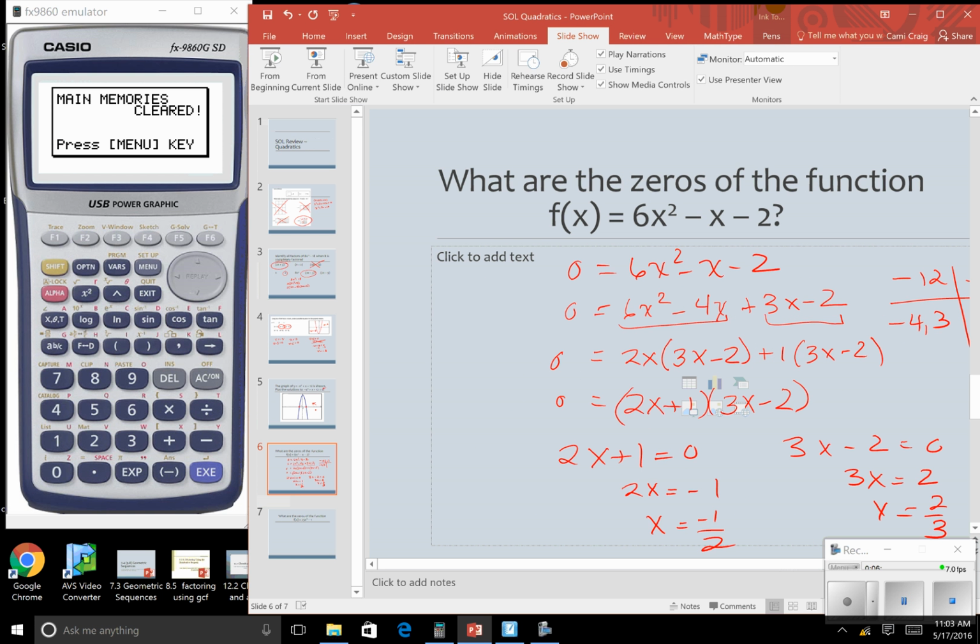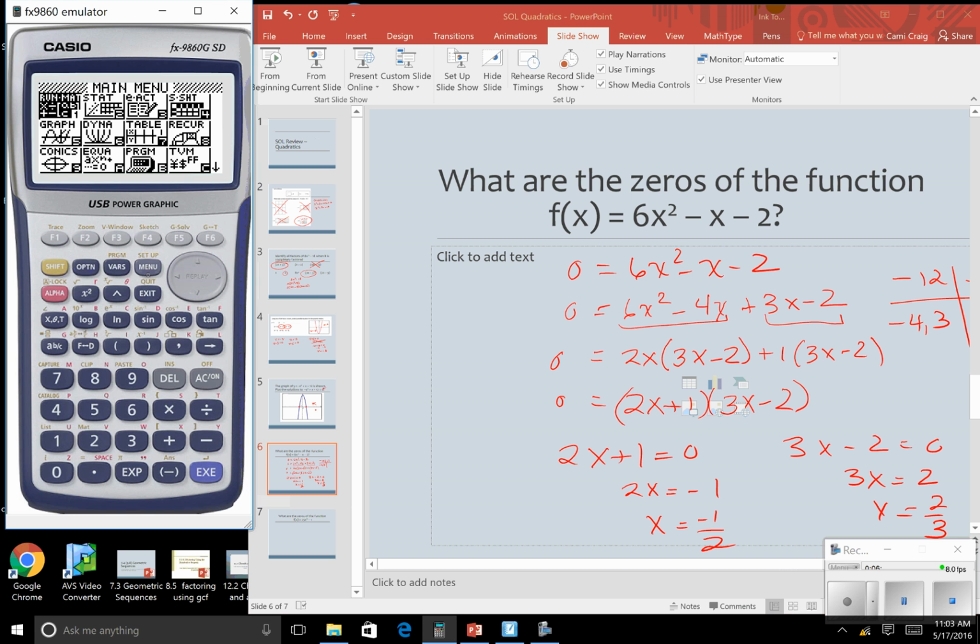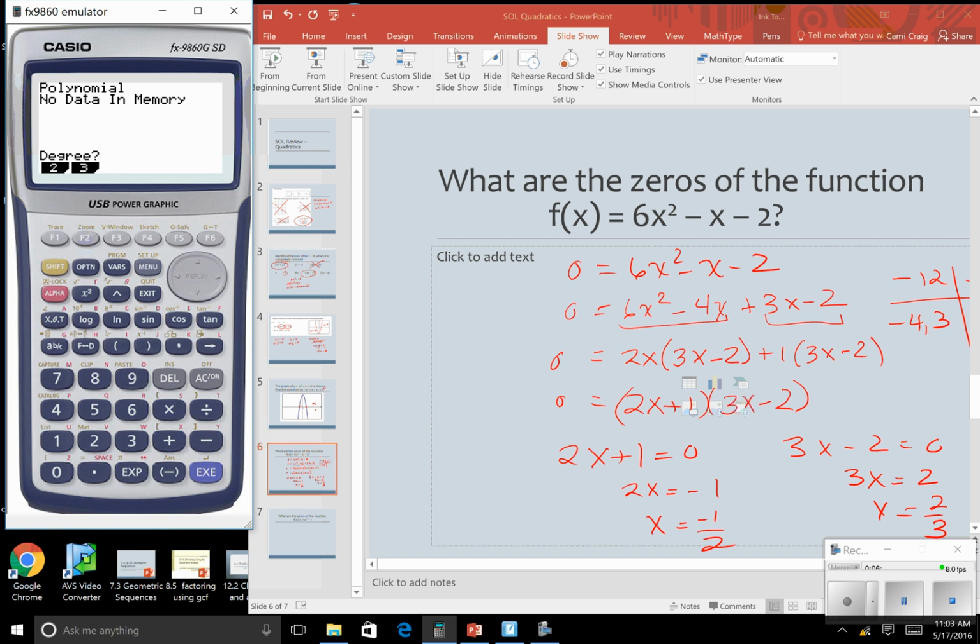So in your graphing calculator, we're going to go to the equation menu. And this is polynomial. So I've got F2. The degree is 2. That's the highest power. And just plug in my A, B, and C. My A is in front of the x squared. It's 6. Then negative 1 is in front of the x, and then negative 2 for the c. And I can just solve it, and you can see I get 2/3 and negative 1/2. So just another way that we can solve that.